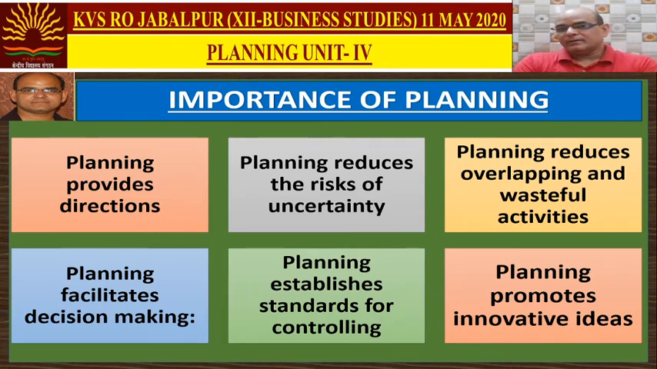Planning reduces overlapping and wasteful activities. When we plan something in advance, we give a scope for each and every activity. We divide the work accordingly on the basis of specialization, and we decide the reporting relationship also, that is called organizing. In this way, all the activities are assigned to someone on the basis of specialization, and there is no overlapping, means the duties are not repeated. Moreover, we are able to reduce the wasteful activities if we plan in advance.